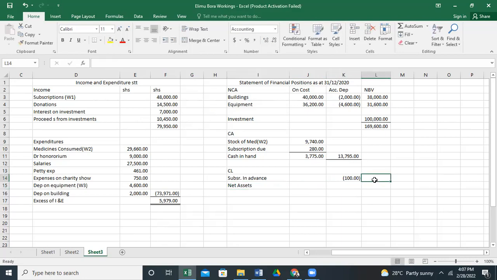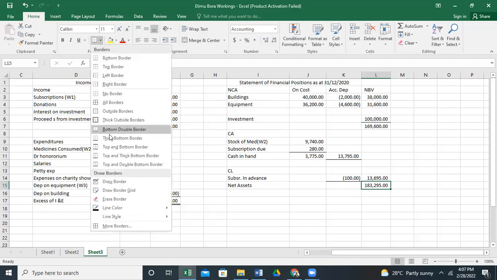So this will be 13,695. I add the 169,600 and I'm going to get 183,295. So that's the figure for my net assets. So this should be my balancing figure, right? Let me double underline.